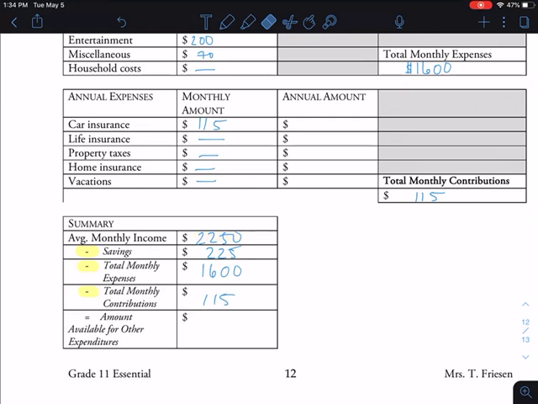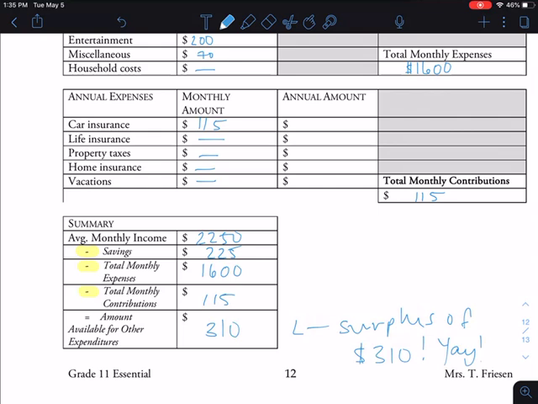Okay, so we're going to just grab a calculator here. Oh dear, sorry, just dropped that. 2,250 minus 225 minus 1,600 minus 115. And that is really awesome that we get left over with a positive amount of $310. So she is in a surplus of $310. So that's yay, because that's very awesome.